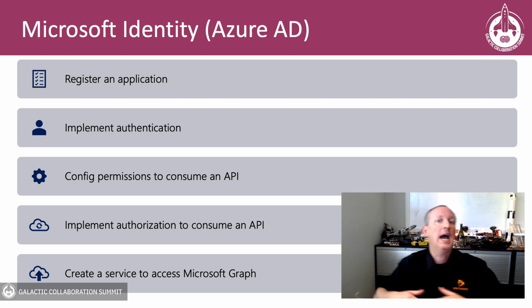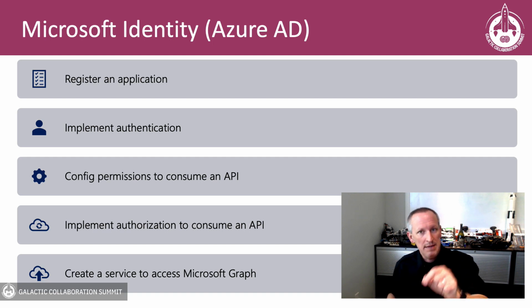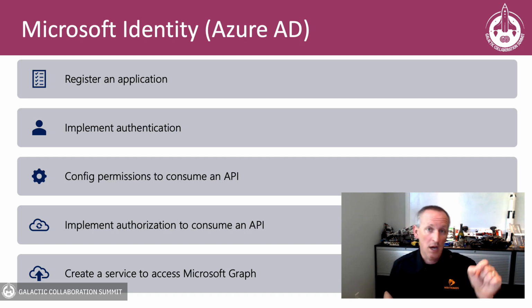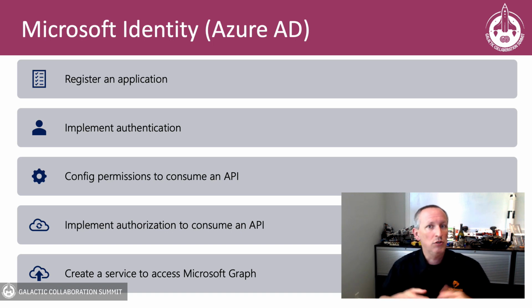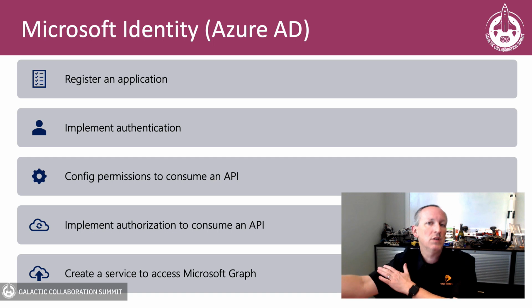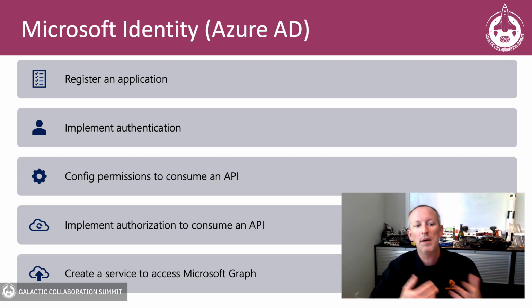Another thing you need to know: how do you implement authentication? And what I mean by that is, how do you implement it on a console app or a web API, like a REST API, or an ASP.NET MVC style application that you would use .NET Core with? So how would you use MSAL, the Microsoft Authentication Library, to do those things? How do you configure permissions to consume an API? How do you set up an application, an Azure AD application, to make calls to Microsoft Graph? What kind of permissions does it need? What kinds of things do you have to set up? You need to know about that stuff.